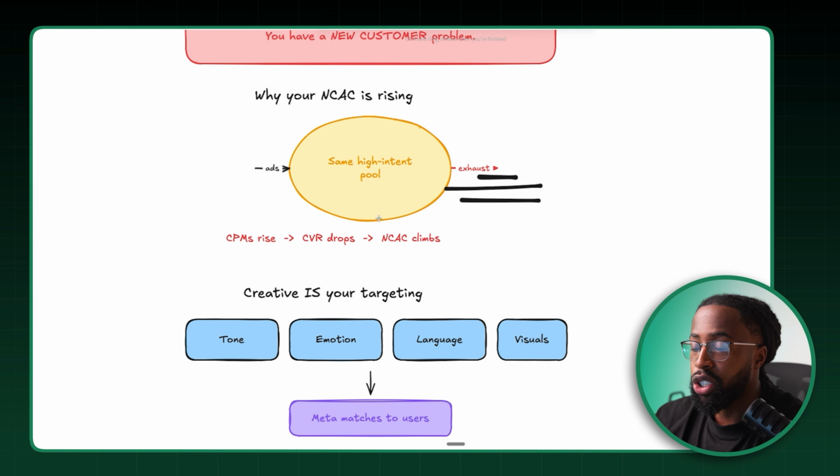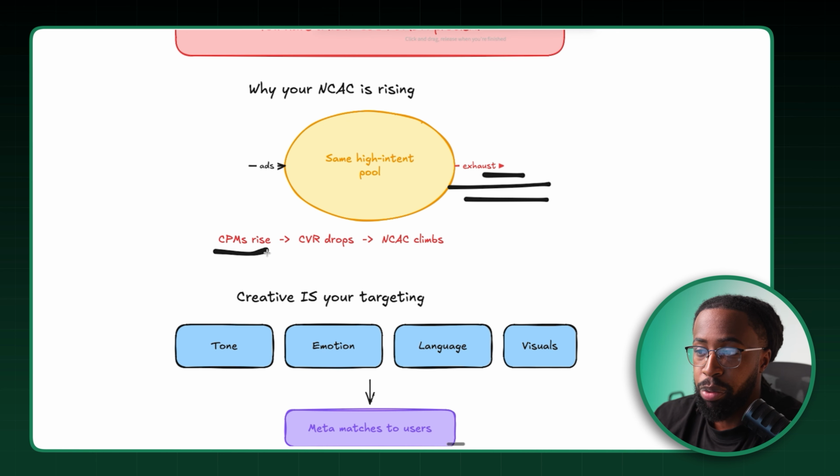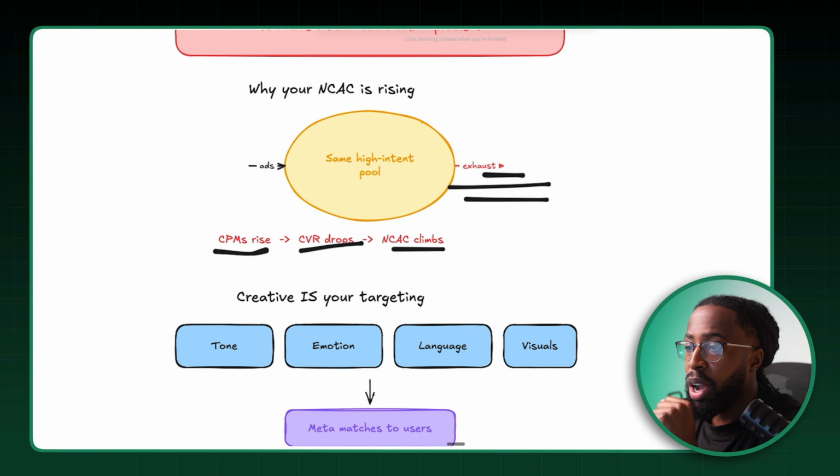So what does that look like in terms of the actual metrics? We see higher CPMs, we see conversion rate dropping, and we see the NCAC starting to climb. And this is where we have an issue, because a lot of brands right now are looking at NCAC as their North Star, because NCAC is a good indicator of overall business growth. If we're getting new customers in the door, it shows that we're growing as a business. But at the same time, if we can acquire them at a cheaper cost week on week or month on month, it means that we have an efficient method of acquiring new customers.